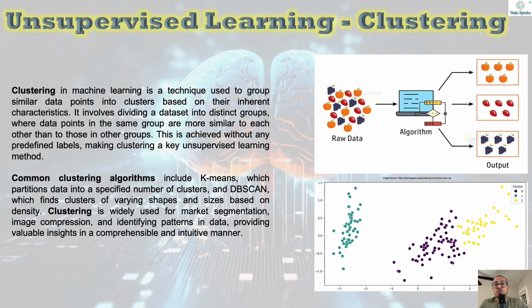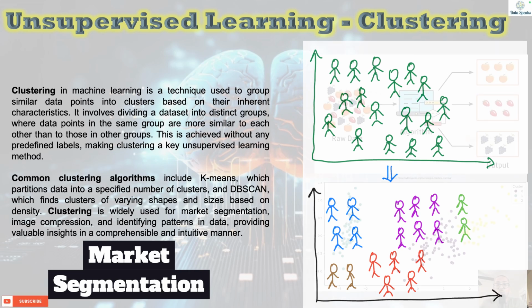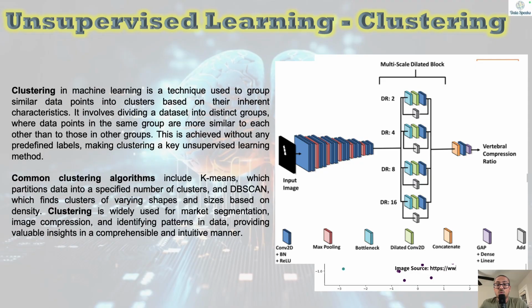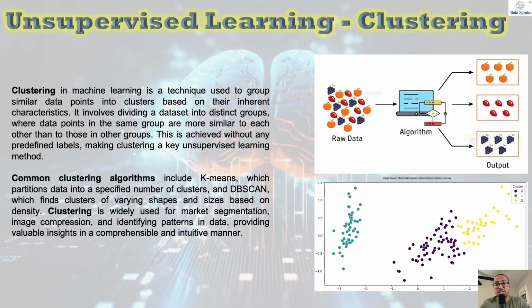Clustering is widely used in many real world applications, such as market segmentation, where businesses group customers with similar buying behaviors, or in image compression, where it helps to reduce the number of colors or features while maintaining the essential structures of the image. The flexibility and effectiveness of clustering in revealing insights make it a really valuable technique in unsupervised learning and a very valuable machine learning technique in real world applications.